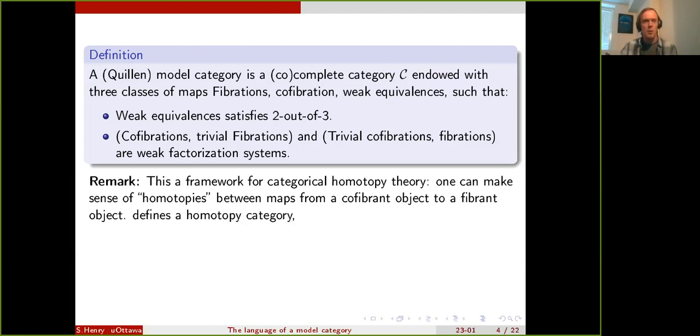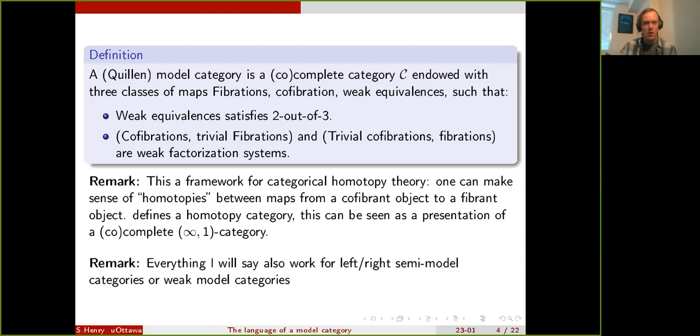You can define the homotopy category of a model category. And if you have heard about infinity categories, then this can be seen as a way to present a complete and cocomplete infinity one category. Also, everything I will say in this talk actually works for weaker notions than Quillen model categories. So if you've heard about left and right semi-model categories or weak model categories, everything applies to them, but you already have plenty of examples if you just use Quillen model categories.